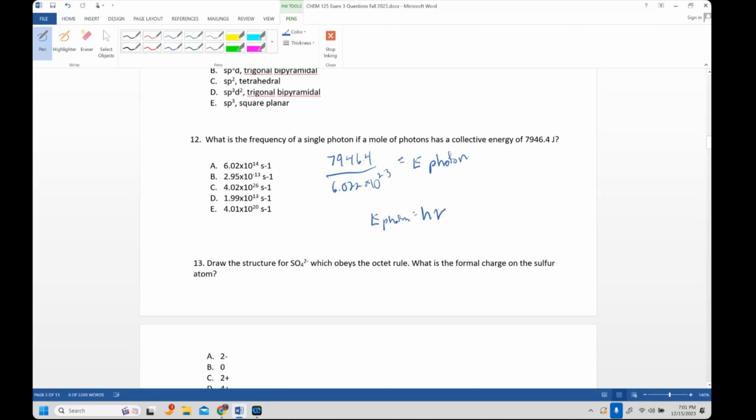We can take that E photon and say this equals h nu. And we can just find nu and find the frequency that way. So this E photon equals 6.626 times 10 to the -34 times our nu, and our nu would be the answer. If you want to figure that out, that would be very helpful. I'll give you a second to do that. D, nice. Thank you so much.